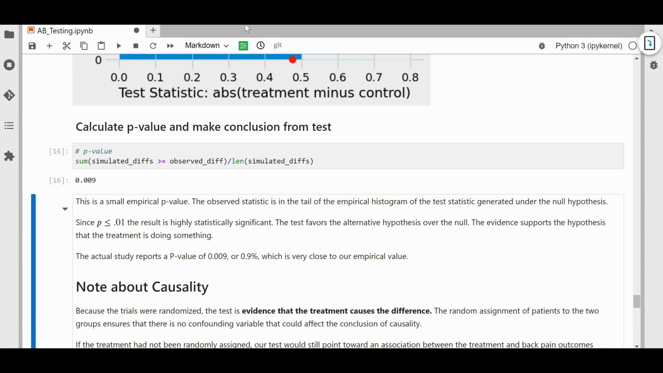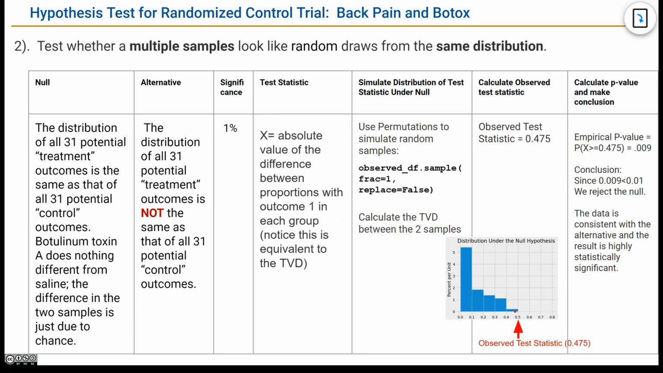Okay, so let's go back to the slides to make our conclusions. So let's summarize what we just did in the Jupyter Notebook. In particular, we were testing whether multiple samples look like random draws from the same distribution. But we were very specifically testing this about these 31 potential treatment versus 31 potential control outcomes. We found that the data is consistent with the alternative, that the distribution of the 31 potential treatment outcomes is not the same as that of the 31 potential control outcomes. And since our p-value was less than 0.01, we can say this result is highly statistically significant.